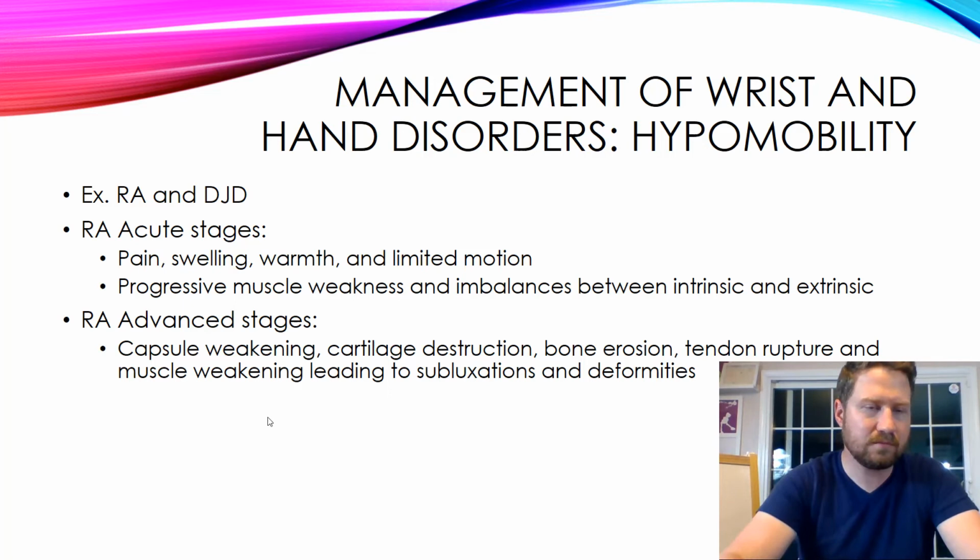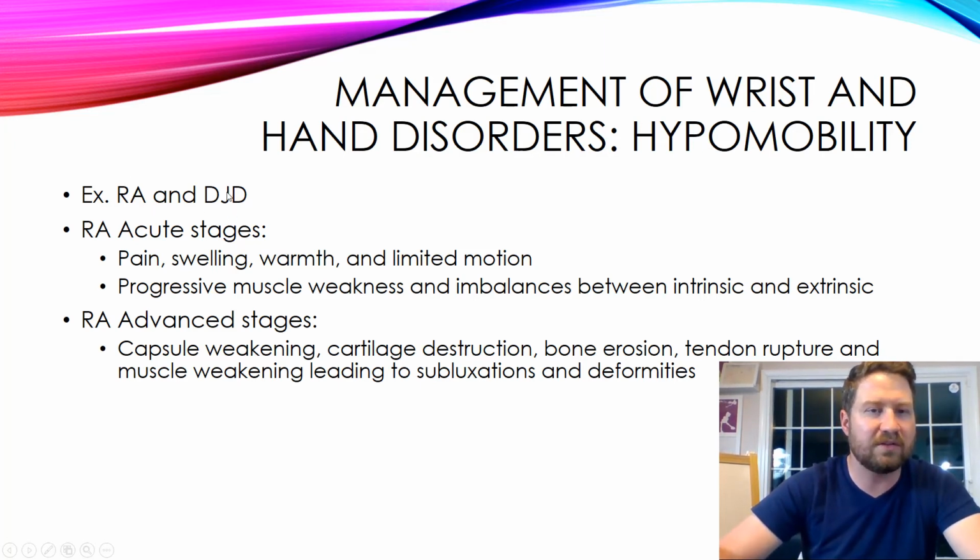Alright, so management of wrist and hand disorders, just like with the elbow, starting with hypomobility. We have our rheumatoid arthritis and degenerative joint diseases. So with RA, you're going to have acute stages, and you're going to see a lot of RA in the hands. That's usually kind of the telltale area that we look at with RA. Okay, so in acute stages, you're going to have pain, swelling, warmth, and limited motion. And it's a progressive muscular weakness and imbalances between intrinsic and extrinsic.